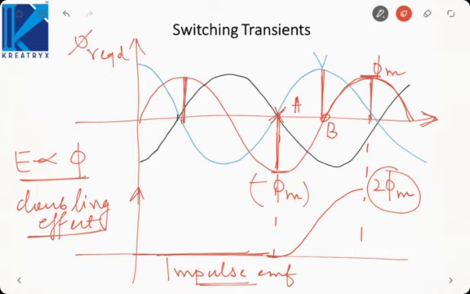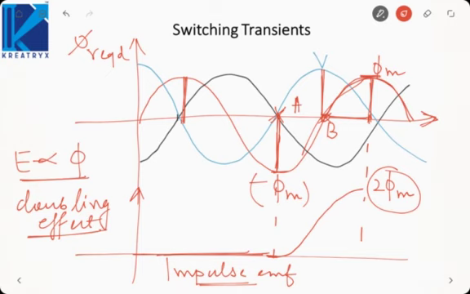Doubling effect was only being observed because we were going from minus phi m to phi m, but actual flux will go from 0 to 2 phi m. Now here, if we switch on at B, we are going from 0 to phi m, so actual flux will also go from 0 to phi m. It will not get doubled. So there will be no magnetic inrush current present.